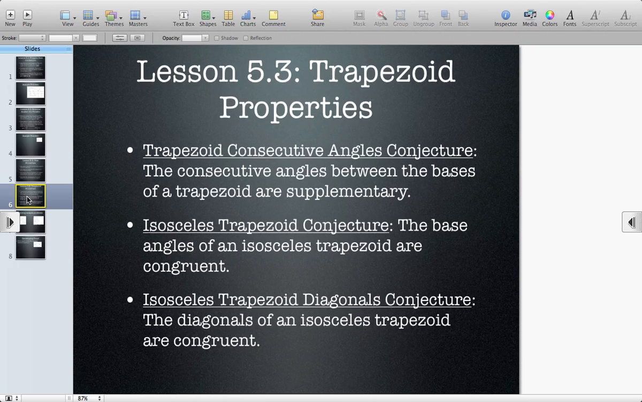The isosceles trapezoid conjecture. So if you have an isosceles trapezoid, meaning the two non-parallel sides are congruent to each other, the base angles of an isosceles trapezoid are congruent. And then the isosceles trapezoid diagonals conjecture, the diagonals of an isosceles trapezoid are congruent. So nice, easy conjectures to use. Our goal again is to have these conjectures memorized, the names of the conjectures memorized, kind of like vocabulary terms, so that you can use them in your proofs.